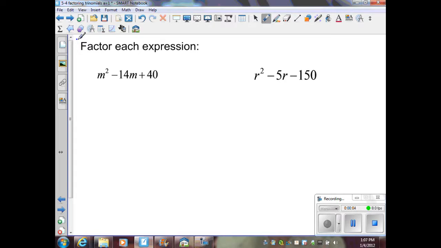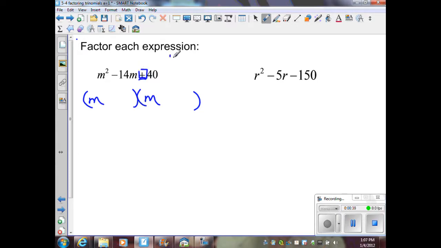Our next example, we have the trinomial m squared minus 14m plus 40, and we want to factor this trinomial. We have a constant that is greater than 0, so we're going to begin by creating two sets of parentheses for the product of factors. I want to break up the first term, m times m, which will give me m squared. Now, I will break up 40 into two factors that will multiply to 40, but when they add, will give us 14. And I know they need to add because of the addition symbol in front of my constant.